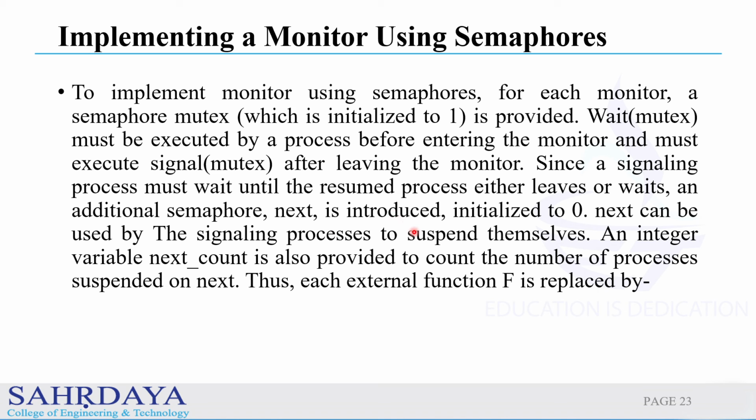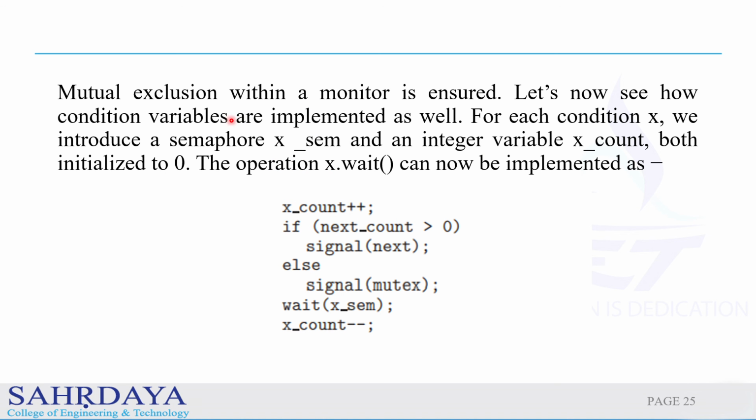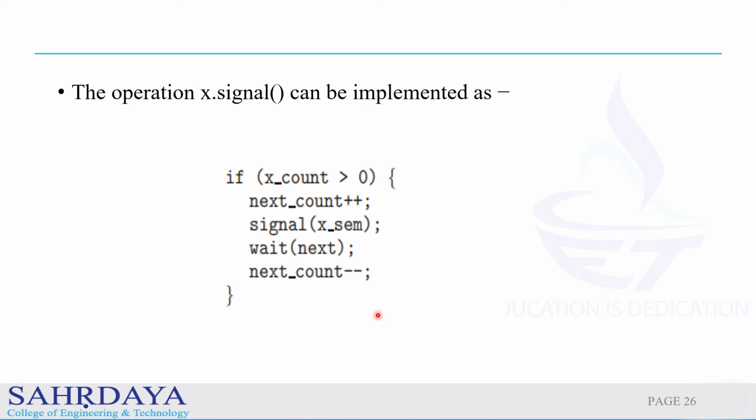Okay, fine. So this is the program to implement a monitor using semaphores: wait(mutex), body of F. If next_count is greater than 0, then signal(next), else signal(mutex). Mutual exclusion within a monitor is ensured. Let's see now how condition variables are implemented as well. So we're going to implement the condition constructs, that is x.wait and x.signal. x_count++, if next_count is greater than 0, then signal(next), else signal(mutex), and wait(x_sem), and x_count--.